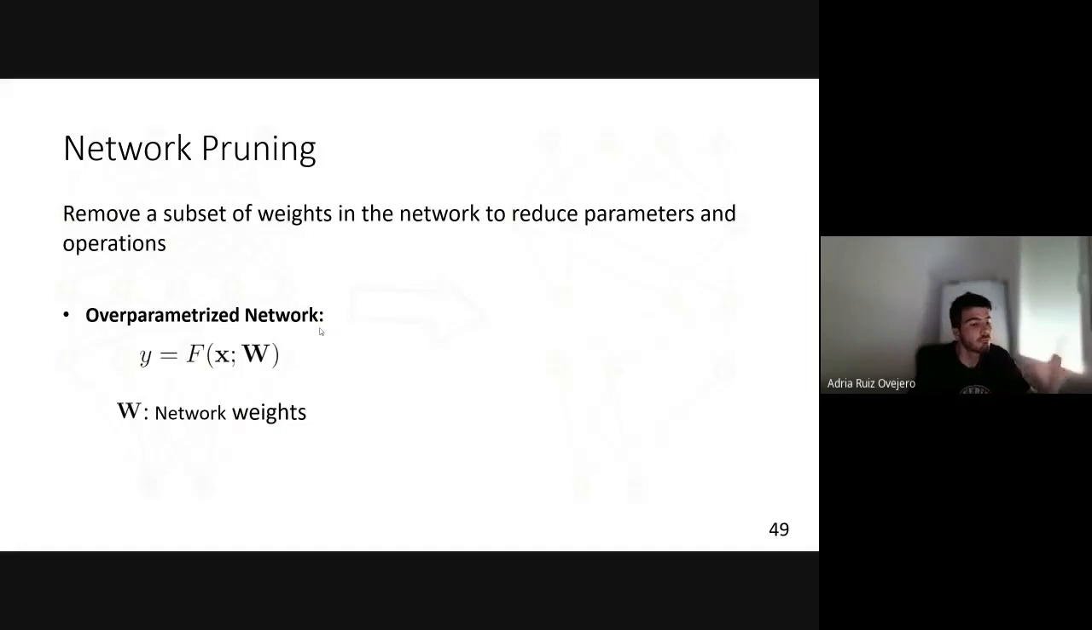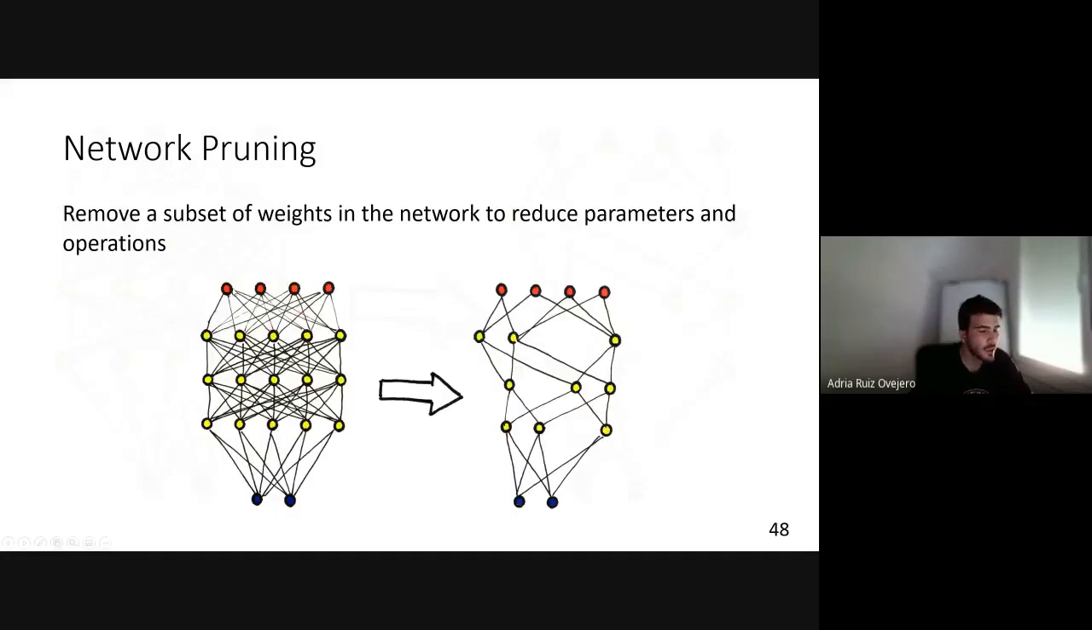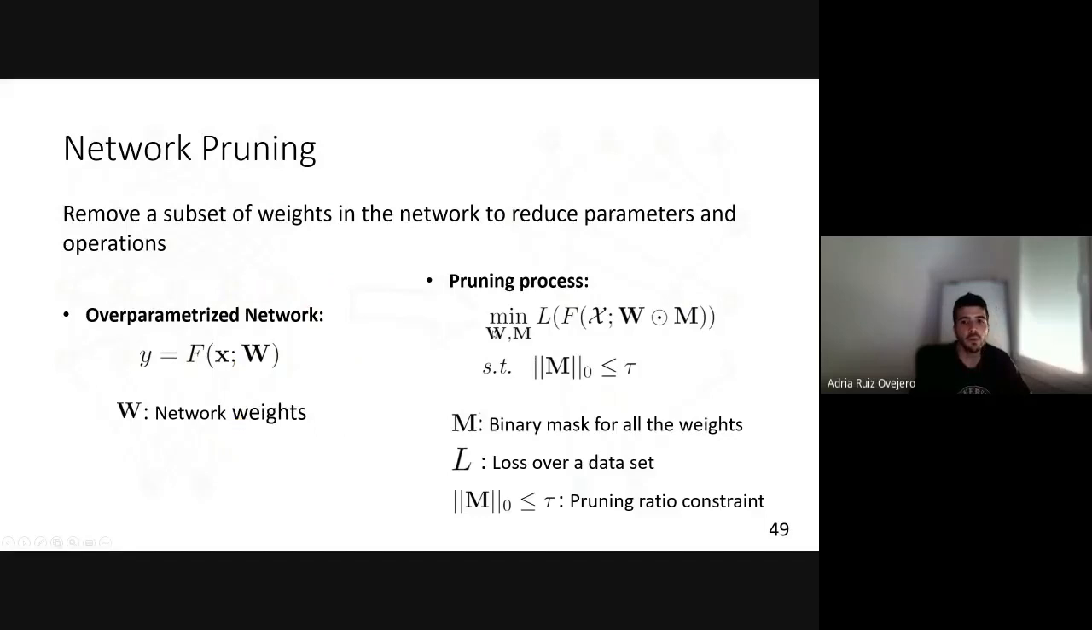So basically, from a more formal point of view, what pruning methods are is the following. We have an overparameterized network, F, with some parameters W, which you can think of as the weights, with these edges here connecting neurons. And when we train a model, we want to optimize the parameters by minimizing a loss function over a training set.